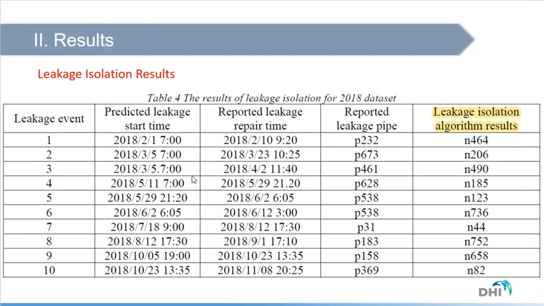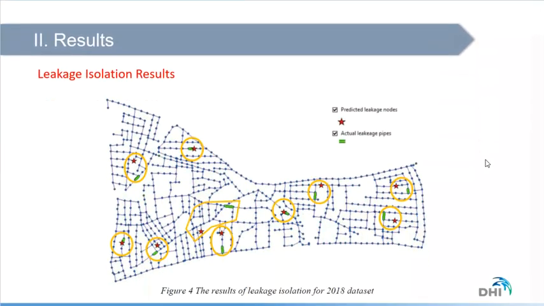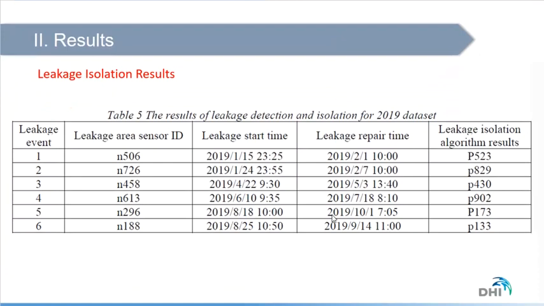Then we ran leakage simulations to isolate the leaking location. The results are shown here as node ID. If we check them on the map, the predicted leakage nodes and the actual leaking pipes in 2018 are actually pretty close to each other. So the accuracy is not bad. Good news for us. The same procedure is also applied to the 2019 dataset, and it gives out several possible leakage locations, like shown here on the map.